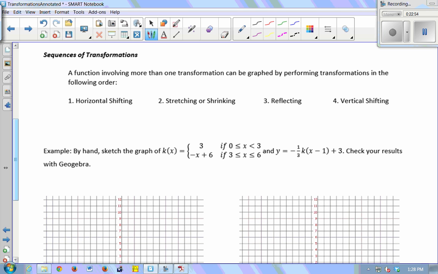Okay, so the next thing we're going to talk about is what happens if you have more than one transformation. So more than one change to my function. So a function that involves more than one transformation can be graphed if you do the transformations in this order. Do any horizontal shift first, then any stretching or shrinking, the order doesn't matter, vertical, horizontal, whatever, stretching or shrinking, reflecting, and then vertical shifting last.